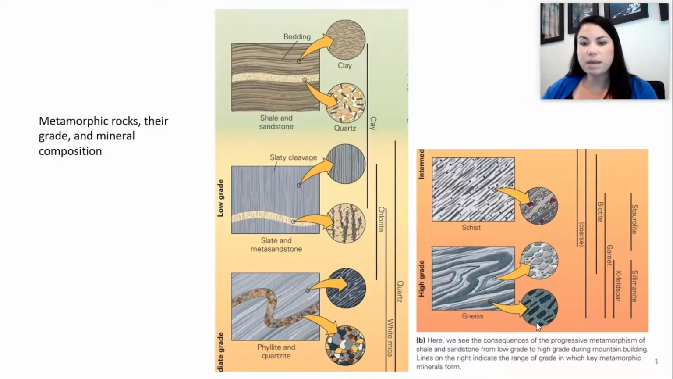So gneiss would be an example of a high grade. Schist is an intermediate grade. So is phyllite and quartzite, and a low grade would be slate and sandstone and some shales.